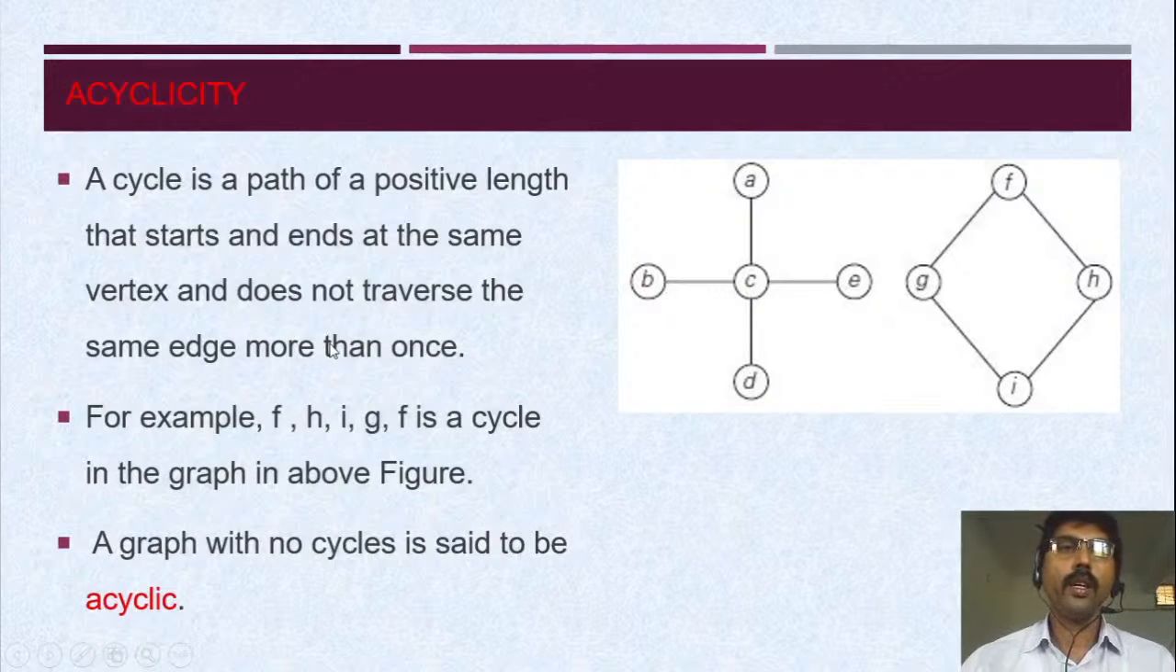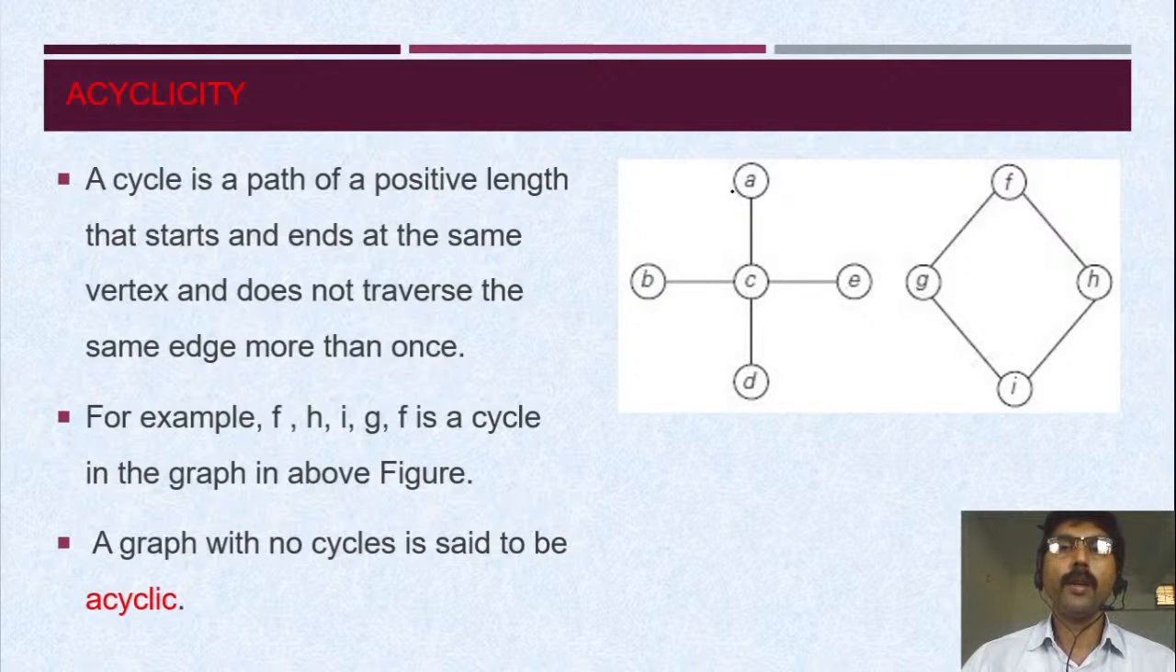The next one is called acyclicity. Acyclicity means we have to check whether the path within the graph will create a cycle or not. What is the meaning of that? A cycle is a path of positive length that starts and ends at the same vertex and does not traverse the same edge more than once.